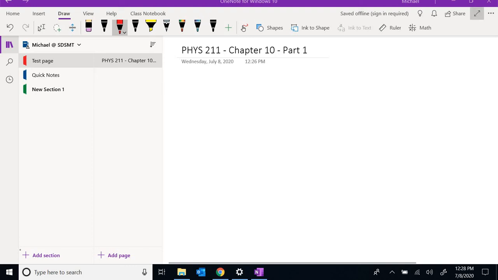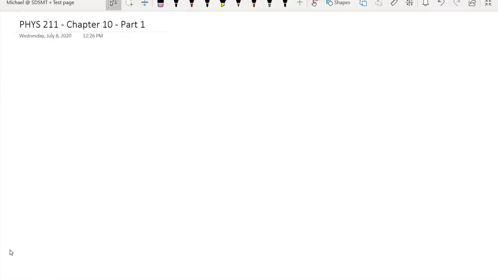Hello everyone, welcome back. We're starting chapter 10 and this will be the final chapter of coursework for Physics 211. And chapter 10 takes almost everything that we've learned from the rest of the semester, specifically chapters 2 through 9, and it crams it all together into a single chapter on angular motion.